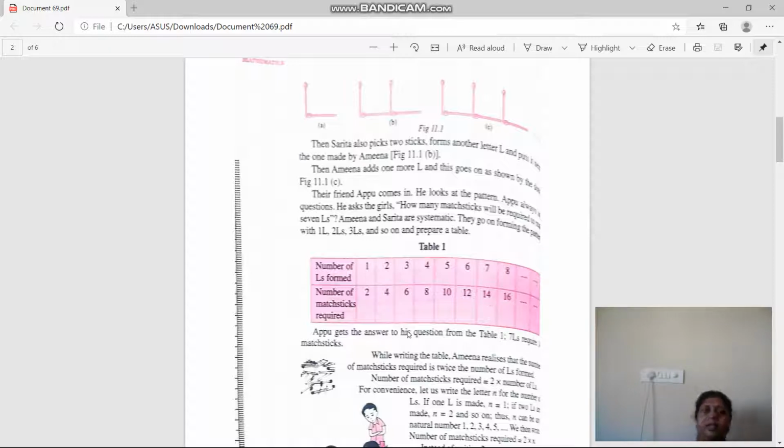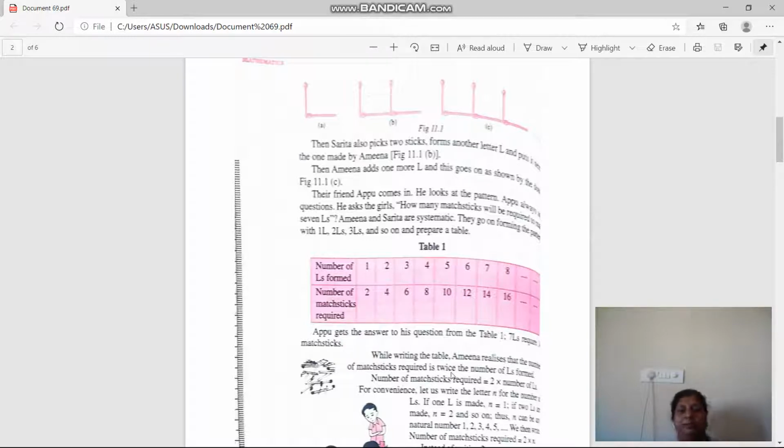Get it? Now, Appu can get the answer to his question from this table. Of course, they can. These girls are systematic and they can arrange the matchsticks and answer his question also. But without forming the pattern, he also can get the answer from this table.